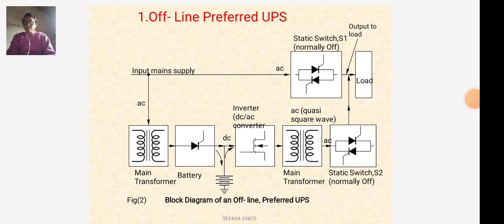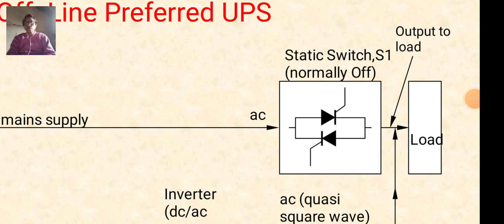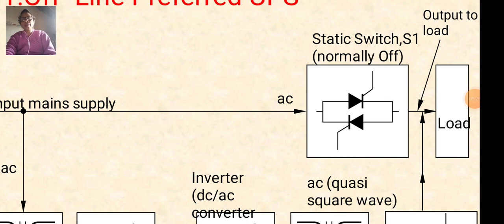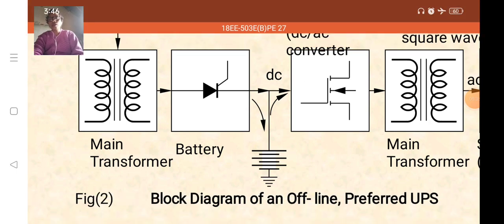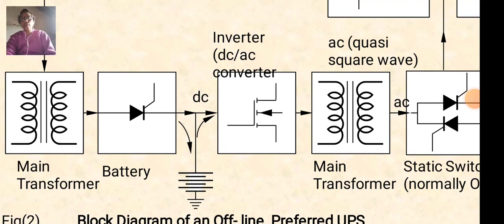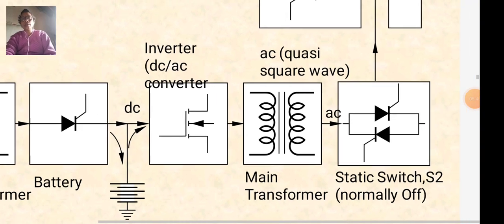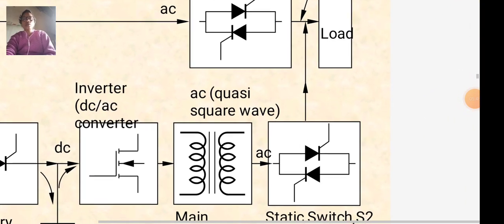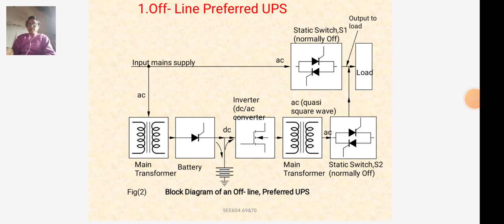In this diagram, we have the input main supply going to the static switch, normally off, that is S1, and also the output to the load. It is directed from the mains, and also AC is converted to DC to charge the battery, then to the inverter, that is, an AC to DC to AC converter, and the AC quasi square wave goes through the static switch to the load.